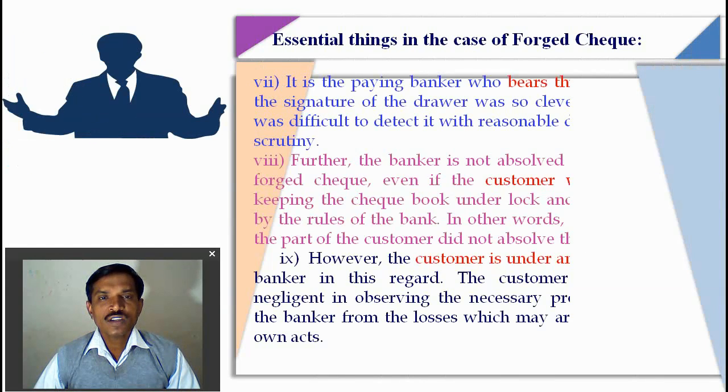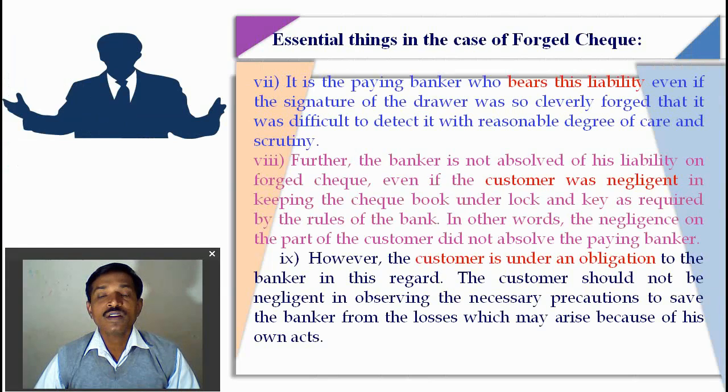Another thing is that it is the paying banker who bears the liability even if the signature of the drawer was so cleverly forged that it was difficult to detect with a reasonable degree of care and scrutiny. Sometimes a fraud check has nearly the same signature made by the fraudulent person. That's why it is difficult for the bank to find out. But there is a liability on the bank to check all the details, or if he has any doubt then refuse the payment.